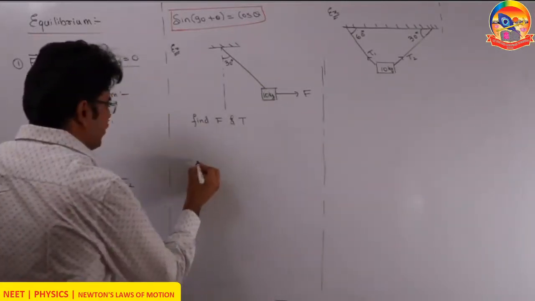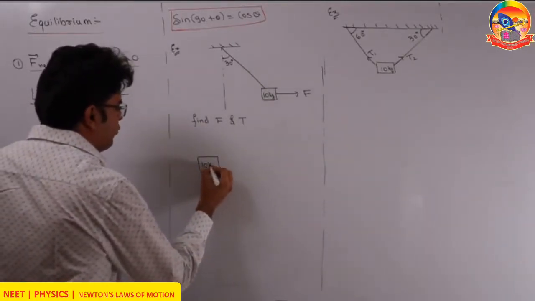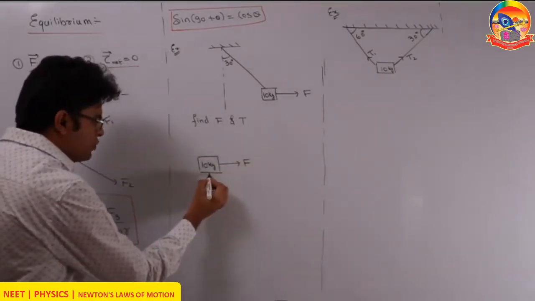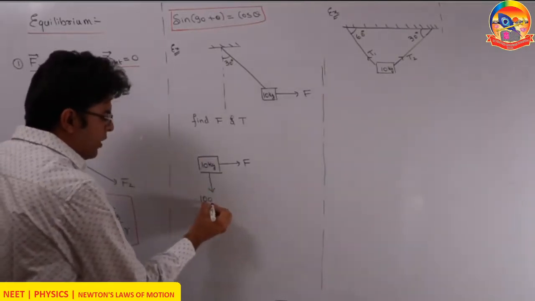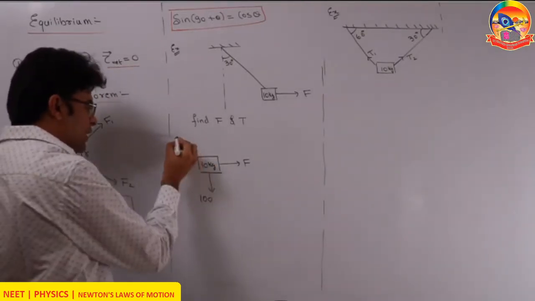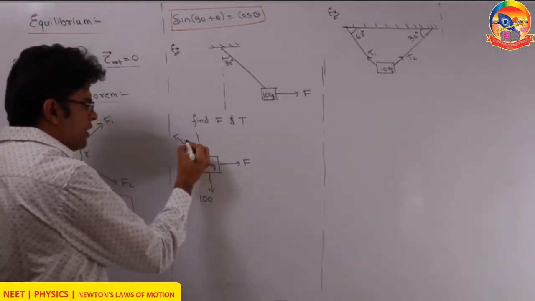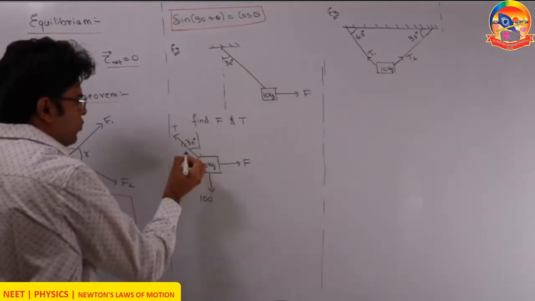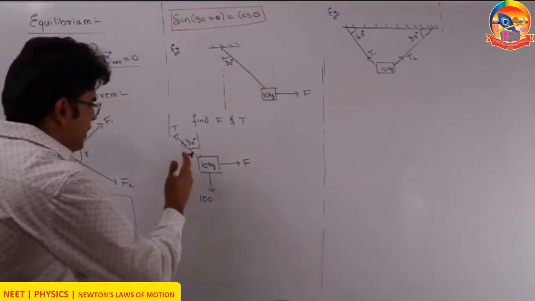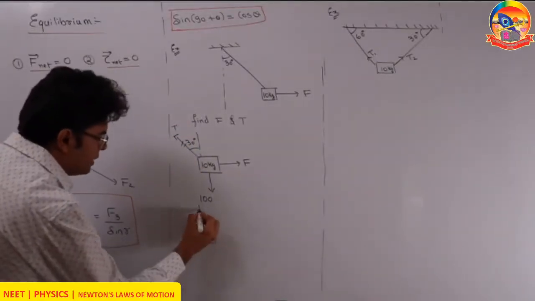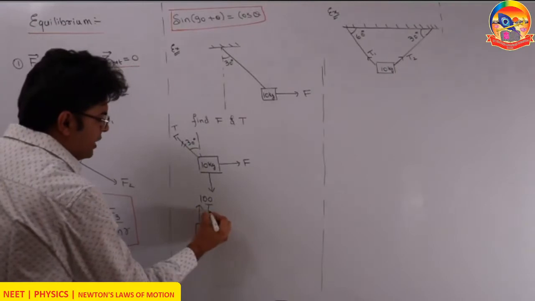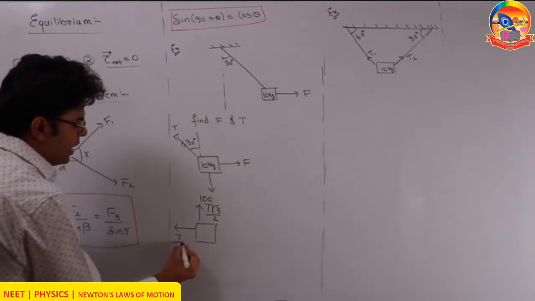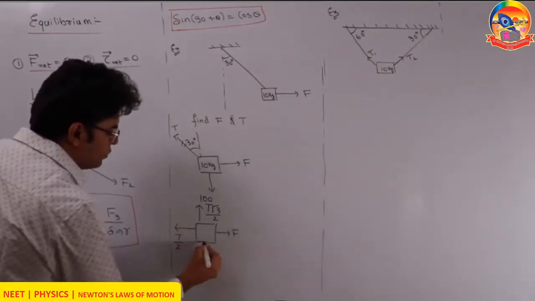First, making the free body diagram of the block. Look at all the forces acting on it. A force F acting towards the right. A downward force of gravity, that will be mg, that will be 100 Newton, M into g, 10 into 10, 100. And there will be a force of tension at an angle of 30 degrees with the vertical. Assuming this force of tension is T, you can break it down into two components, horizontal and vertical. Now, the vertical component will be T cos 30, that is T root 3 by 2. And the horizontal component will be T sin 30, and sin 30 is half, so T by 2. And a force F here and a force of 100 here.